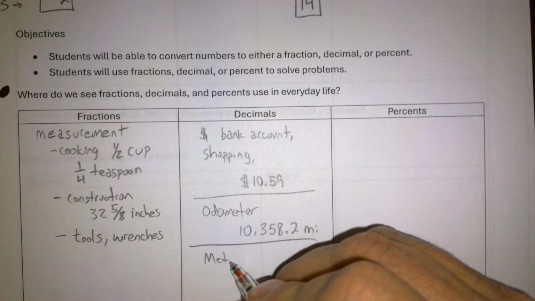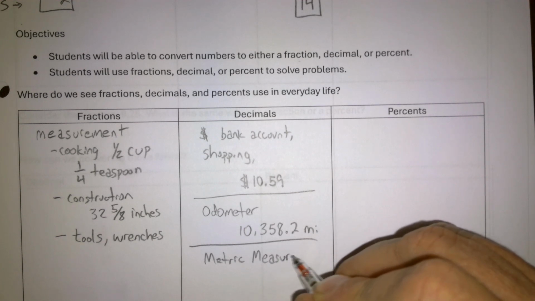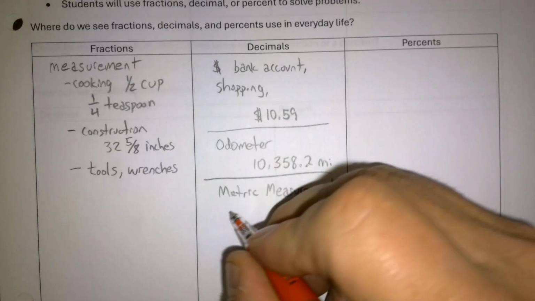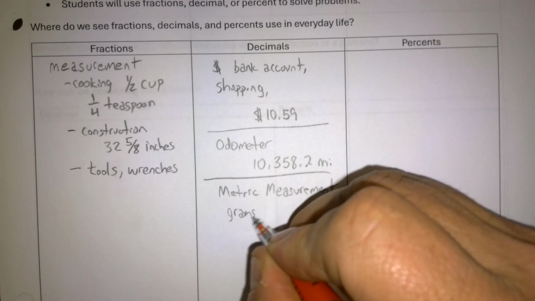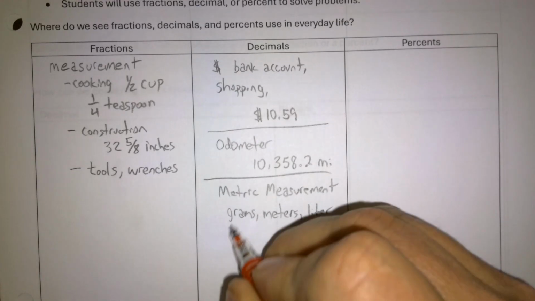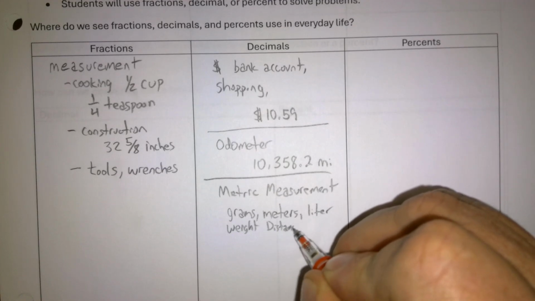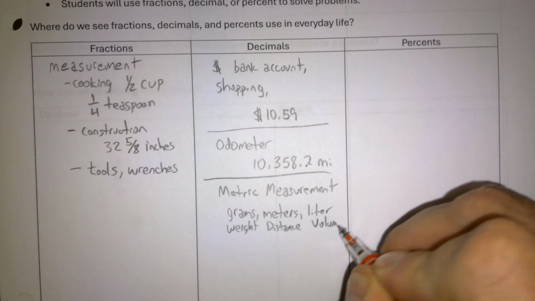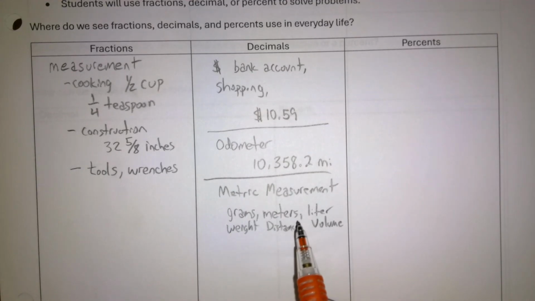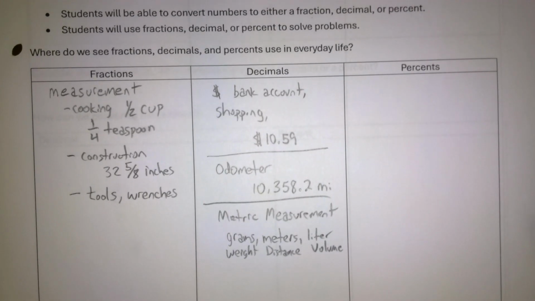Any metric measurements. So one of the strengths of the metric system, we are talking about grams, meters, and liters. So this is weight, this is distance, and this is volume. We don't use fractions with these. We almost always only use decimals with these units. So those would be 3 examples of where you would see decimals.